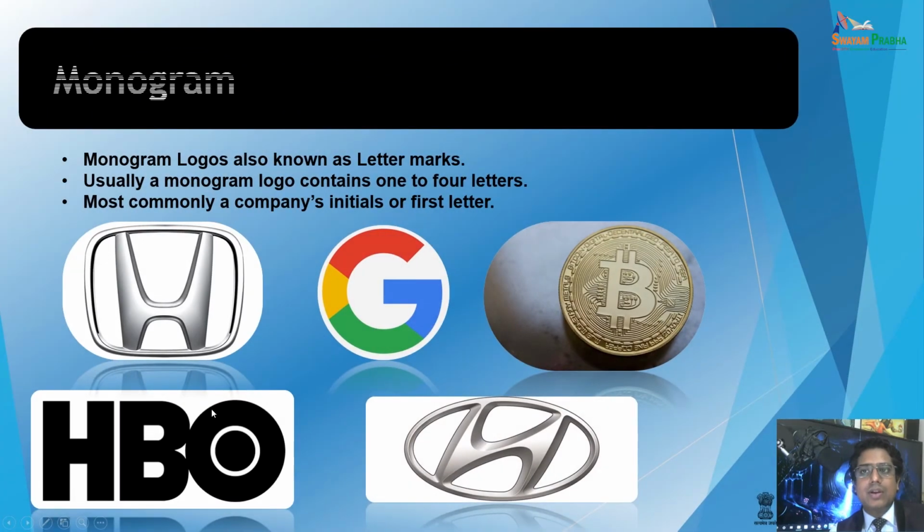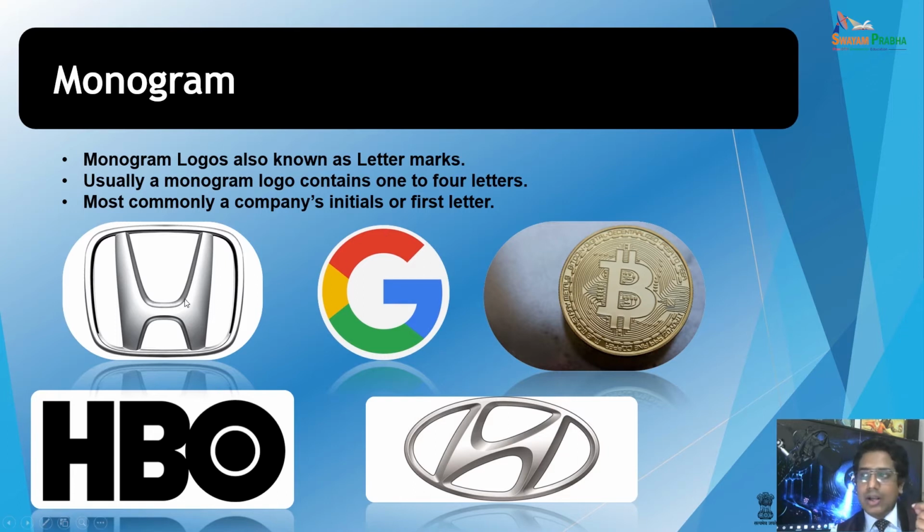So first let us discuss the monogram. What exactly is a monogram? A monogram logo is also known as a letter mark, right? Like here you can check out the Google logo. Google starts with G, so it's a Google G. So they are using a letter mark. Usually a monogram logo contains 1 to 4 letters, right? So commonly in a monogram we use the first letter of a company.